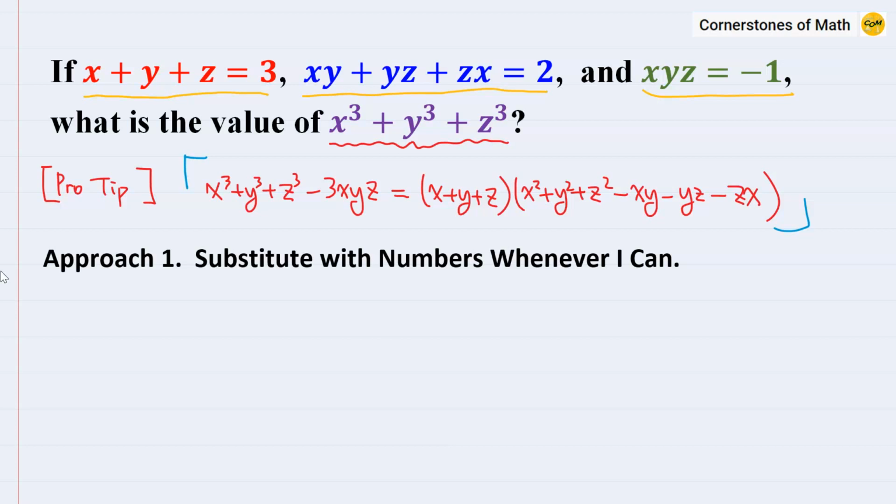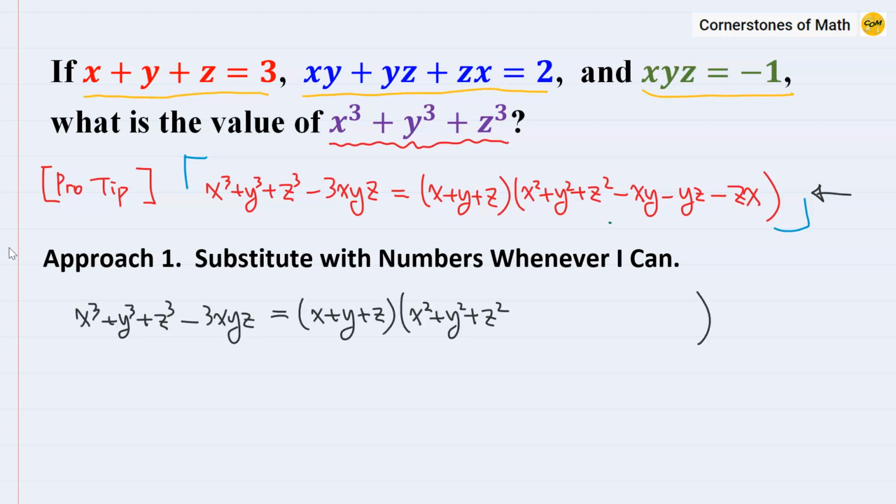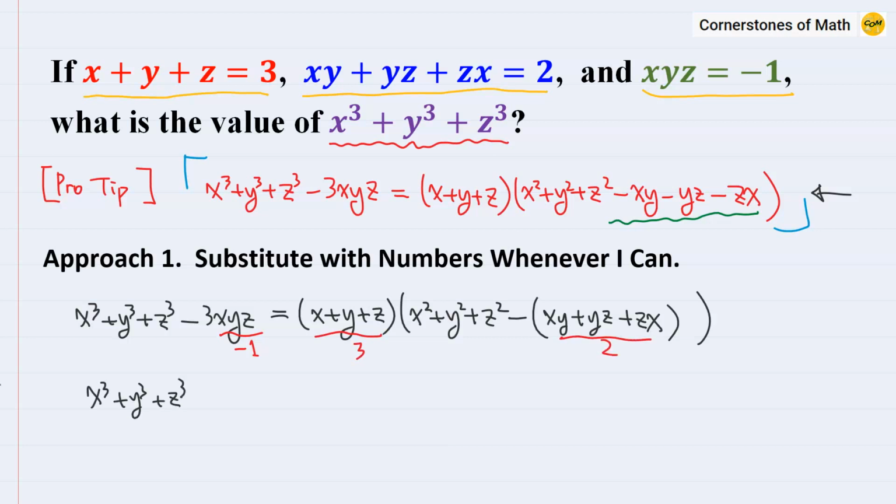In the first solution, I will try to substitute numbers into the algebraic expressions whenever that is possible. So we start from this factorization formula. And for this part, we can write minus xy plus yz plus zx. So using the given values, this is minus 1, and this is 3, and this is 2. So we have x cubed plus y cubed plus z cubed plus 3 equals 3 times x squared plus y squared plus z squared minus 2.